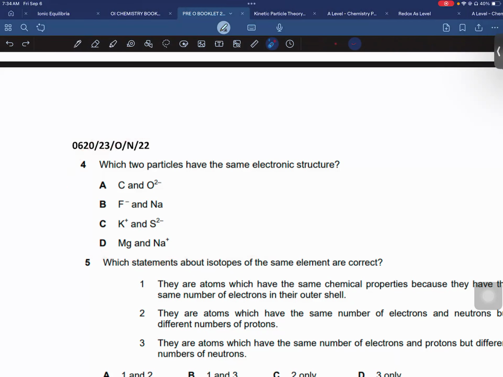Next question. This is IGCSE paper 23, October/November 2022. Which two particles have the same electronic structure? Paper 22 and 2023, recent paper. Oxygen will be O2 minus, which is plus 2 electrons.